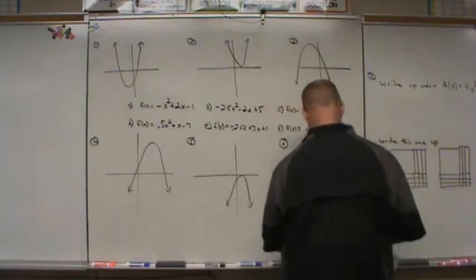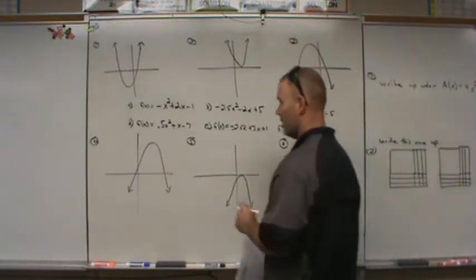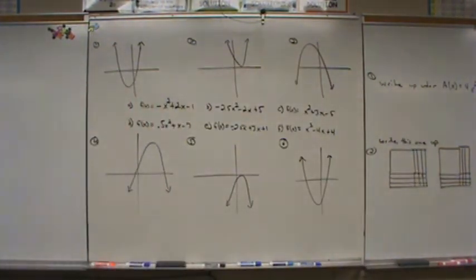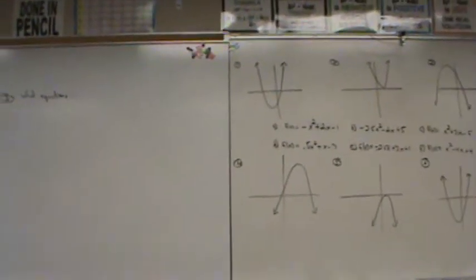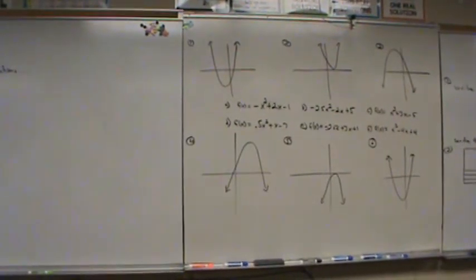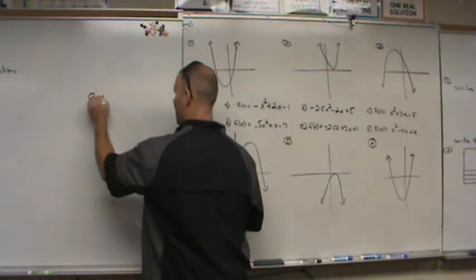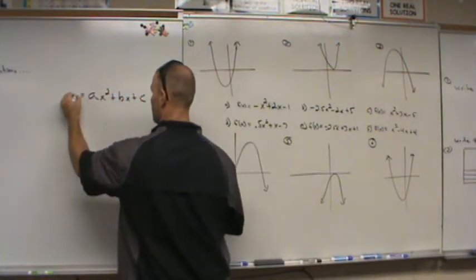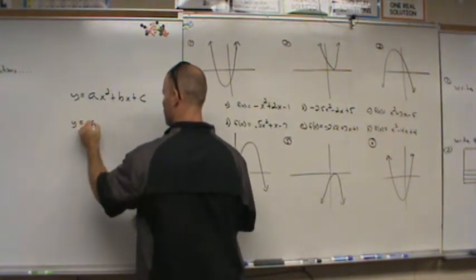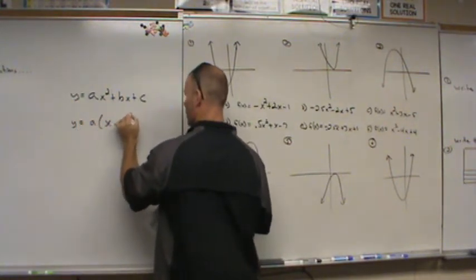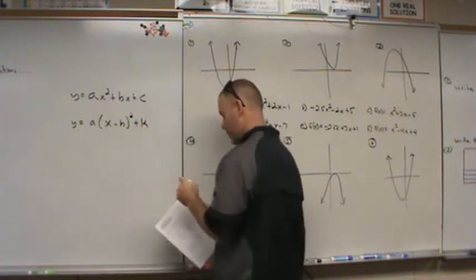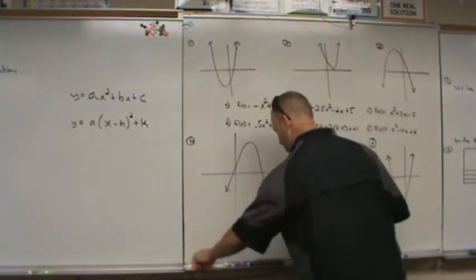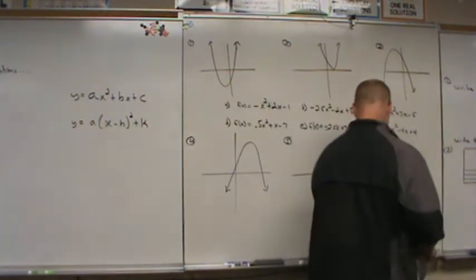Again, don't think too hard on this. If we look at the standard form for an equation, and I want to make sure that this is in the picture, I know that everything's going to be in there. Standard form says ax squared plus bx plus c, and vertex form is a(x minus h) squared plus k.